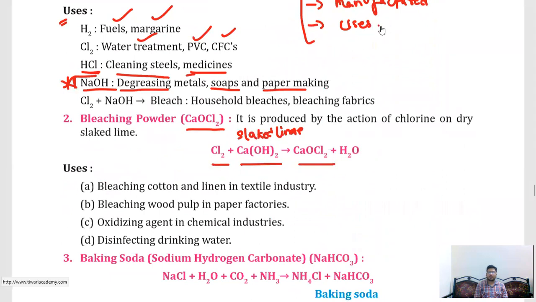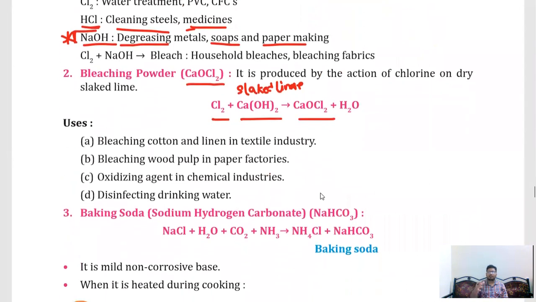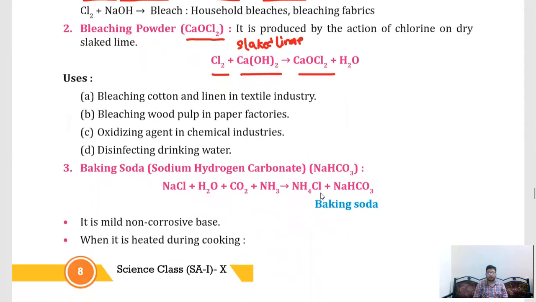And last we have to discuss uses: bleaching cotton, and in linen textile industries it is used. For bleaching wood pulp in paper factories, this bleaching powder is used. It is an oxidizing agent in chemical industries, and for disinfecting drinking water, to clean water, this bleaching powder is used. If you go to some pilgrim place like Tirumala or Shirdi, you can find the smell of the bleaching powder in the drinking water.